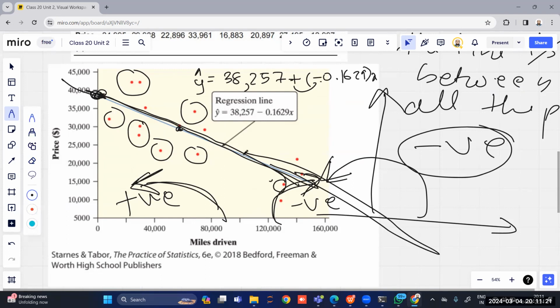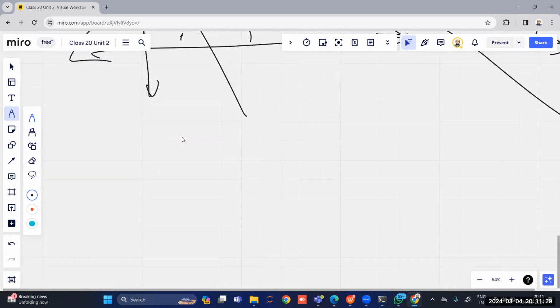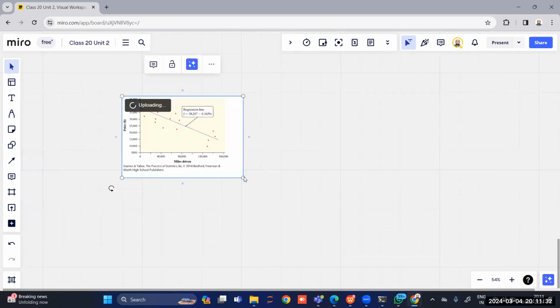Yeah. So now what we can do, if I have a car, is see what this regression line predicts. See, I had limited data. What I'll do is take this graph again. It's very important.